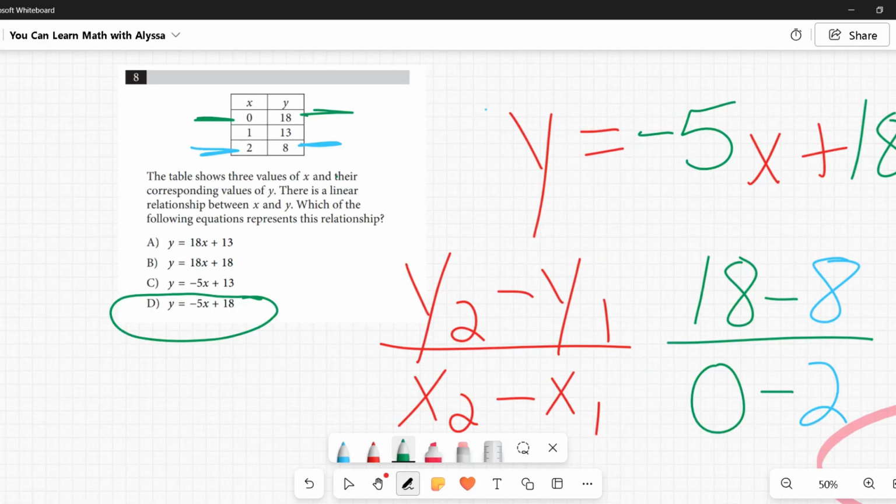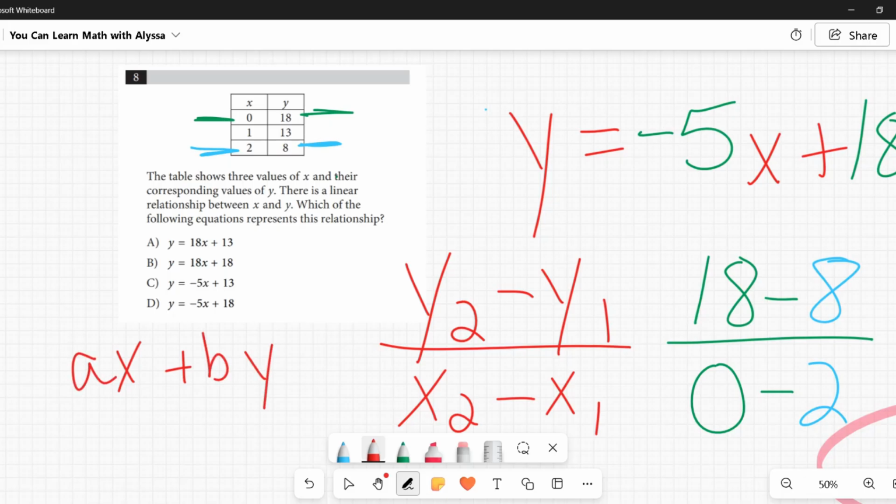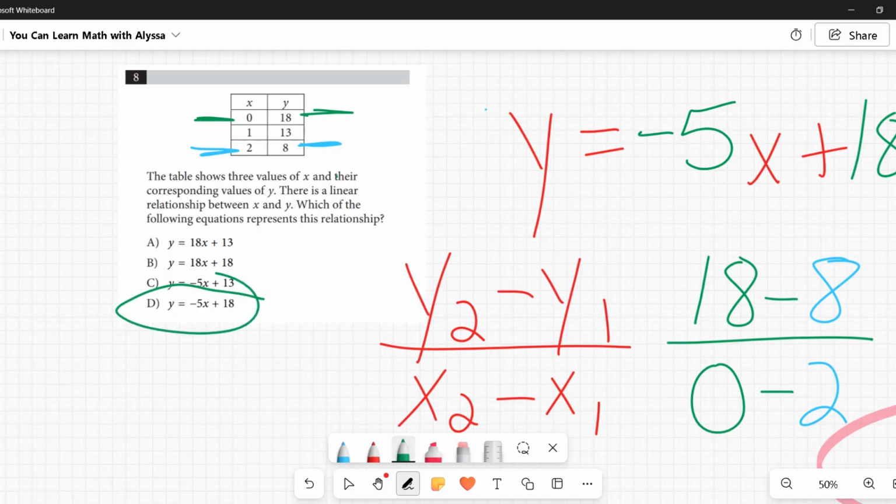If we look at the answers that they were giving, we had 2 possible y-intercepts. We had that 13, and we had an 18, and there were 2 possible slopes. We had a pair that were negative 5 and a pair that were 18. So sometimes they will do things a little different. They might put it in standard form, which is where you have your x and your y on the same side, usually with numbers in front of them. They aren't doing anything mean like that here. They're just using slope-intercept. So again, D, y equals negative 5x plus 18 is my answer.